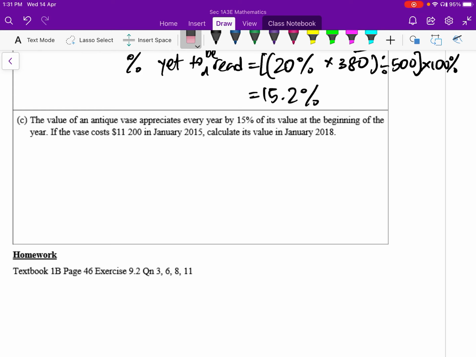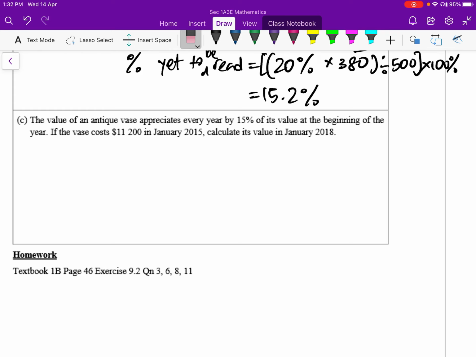Value appreciates by 15% of its value. 15% of its value at the beginning of the year. Okay, understand what that means? Appreciates by 15% of the value at the beginning of the year. So, at the beginning of the year, it has a certain value. At the end of the year, it will be 115% of the previous value, right?